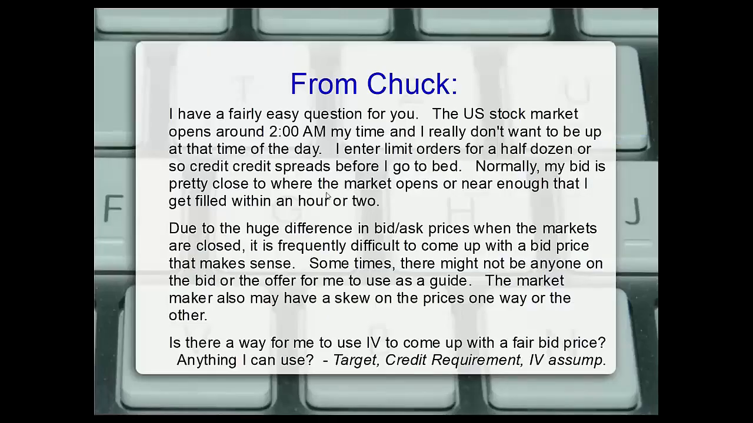So Chuck sent an email earlier, said, I have a fairly easy question for you. And then I read the question and I started to laugh because it's not an easy question. So Chuck's from down under. He says, the U.S. stock market opens around 2 a.m. my time. I really don't want to be up at that time of day.